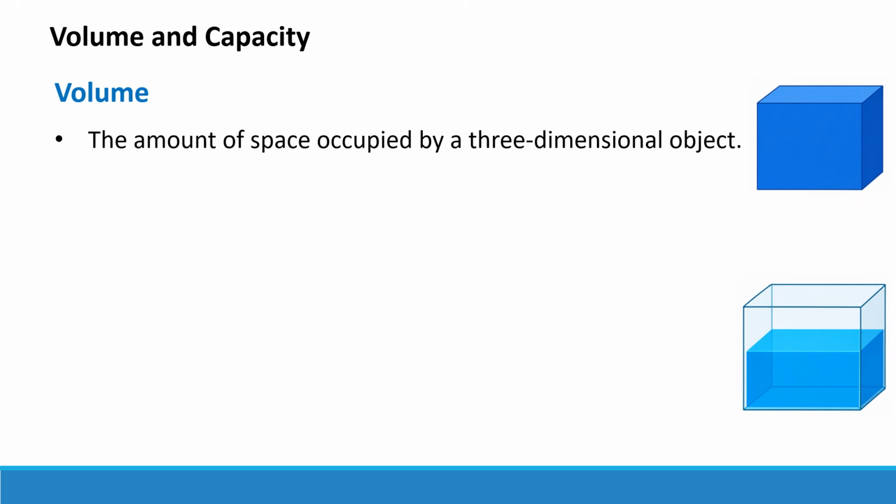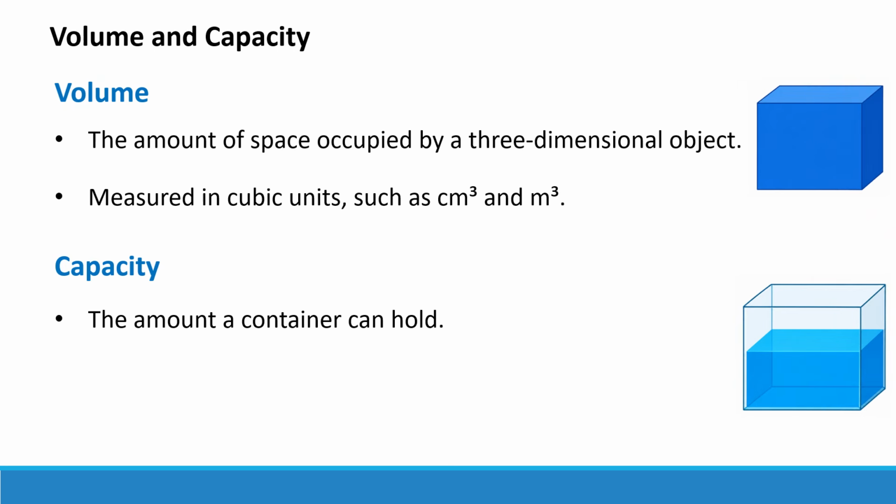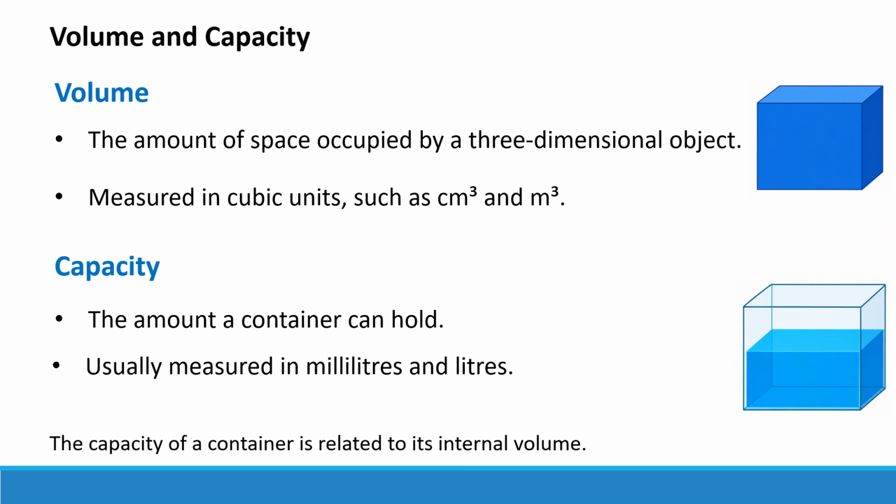Volume is the amount of space occupied by a three-dimensional object. It is measured in cubic units, such as cubic centimeters and cubic meters. Capacity is the amount that a container can hold. It is usually measured in milliliters and liters. The capacity of a container is related to its internal volume.